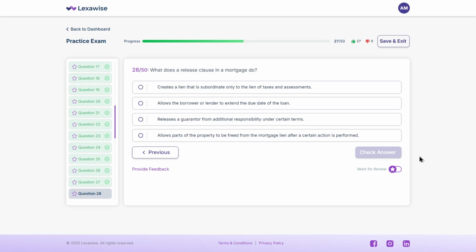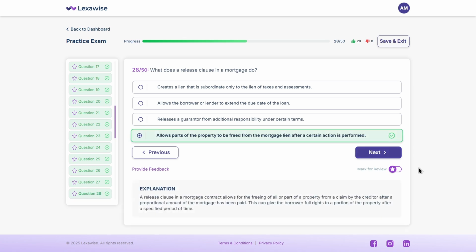The correct answer is D. Allows parts of the property to be freed from the mortgage lien after a certain action is performed. This clause lets portions of the property be released from the lien, often after a set amount of the loan is paid, common in subdivisions or lot sales.